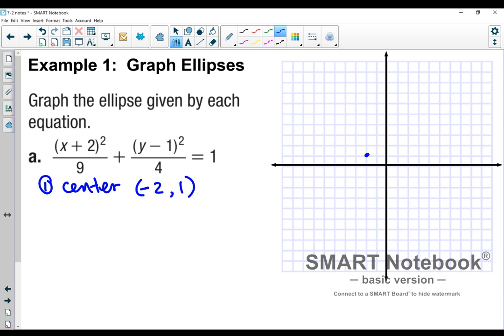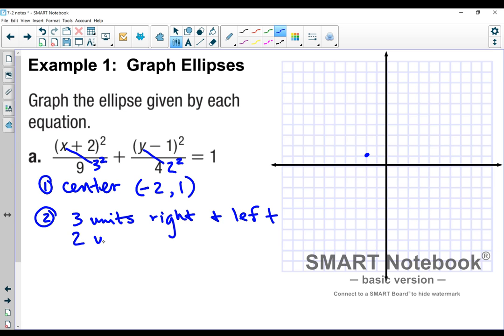And now I need to worry about the 9 and the 4. So because the square root of 9 is 3, I'm going to do 3 units in my x direction, so 3 units right and left. And I'm actually writing out way more words here. I would never write all this down if I was actually solving on my own. But when we're doing notes, we try to add extra detail. So that's because this is a 3 squared, and the 3 is with my x. Now the y is with the 4, and y is 2 squared. So we're going to go 2 units up and down.